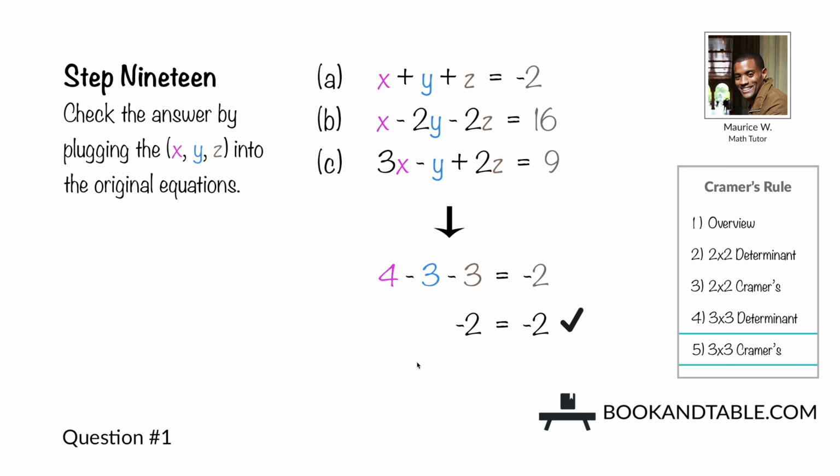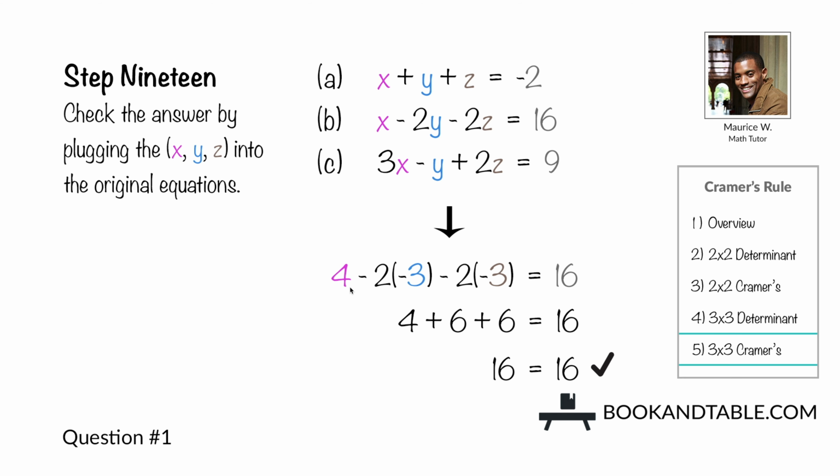For equation B, 4 minus 2 times negative 3, which is positive 6, minus 2 times negative 3, which is positive 6. 4 plus 6 is 10. 10 plus 6 is 16, giving us the true statement 16 is equal to 16, confirming these are the correct values for x, y, and z for equation B as well.